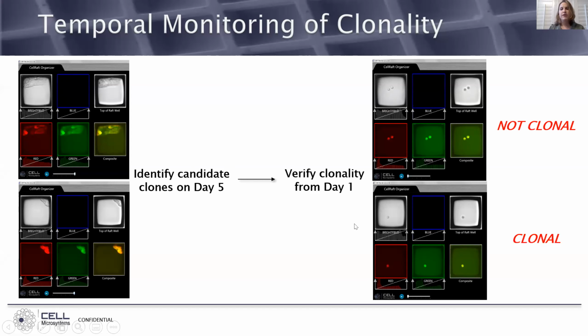So again, it really is an advantage to be able to phenotypically monitor your cells over time in the system, and it does give you higher quality cells much faster because you don't have to be as concerned about the downstream confirmation of that clonality.